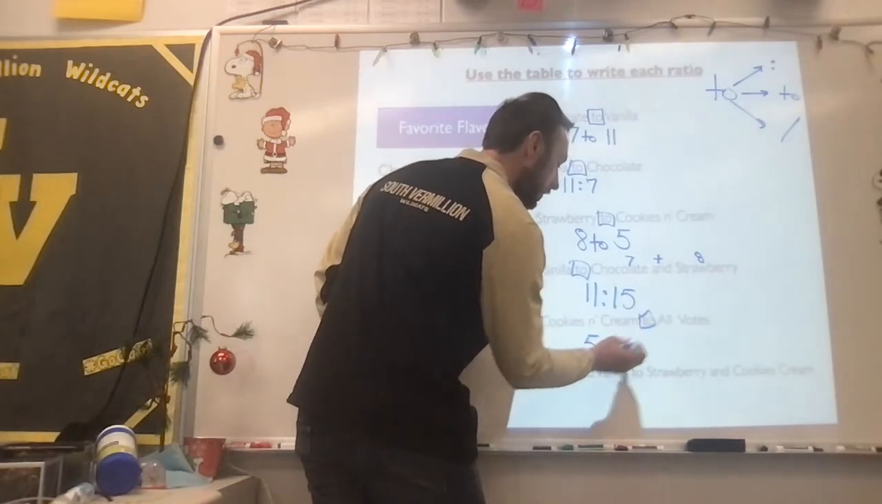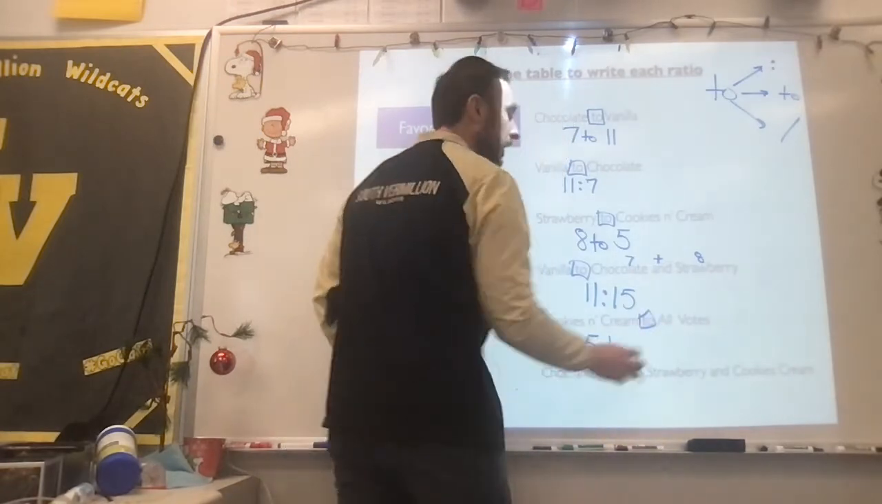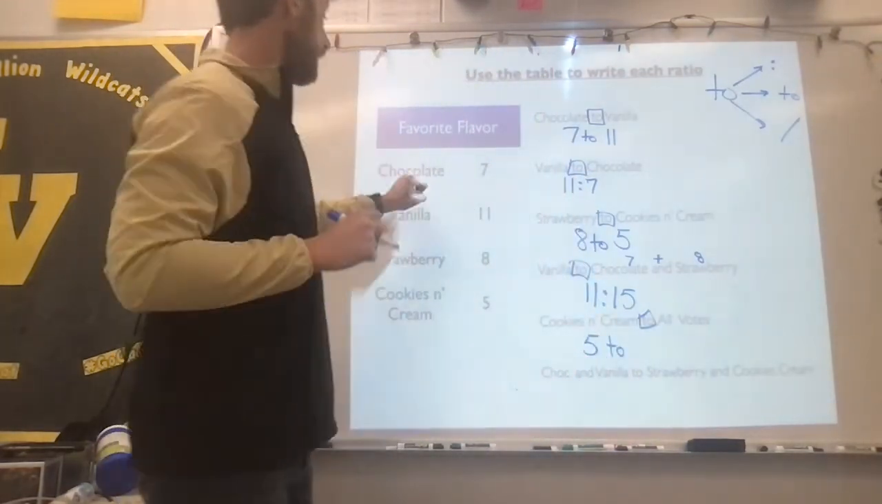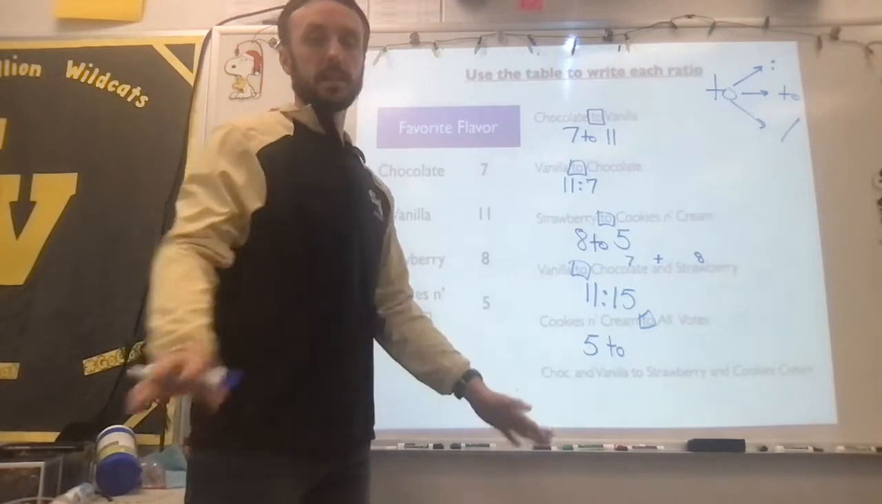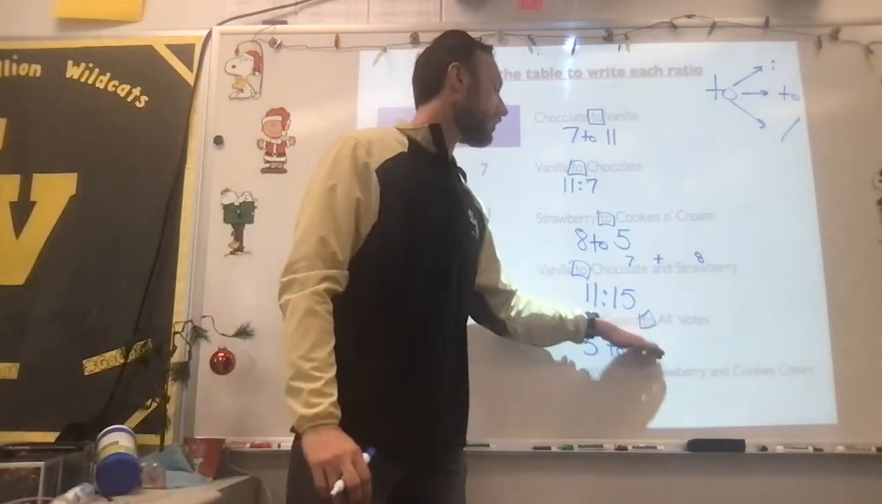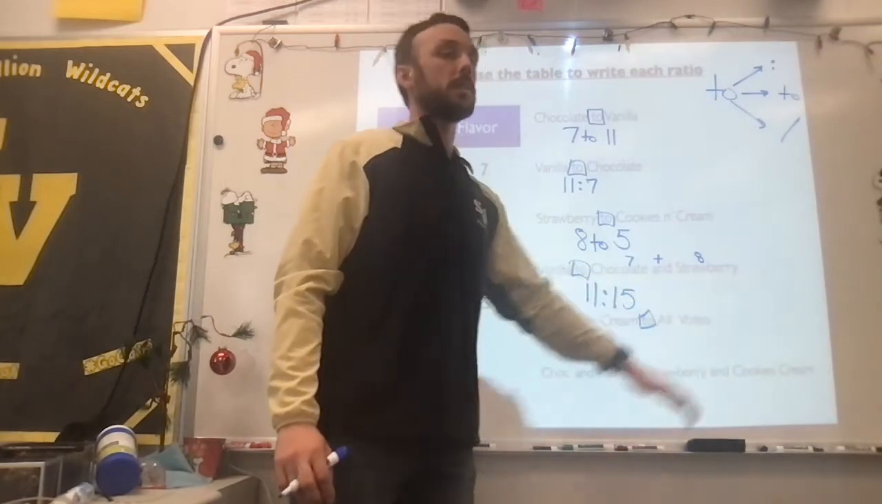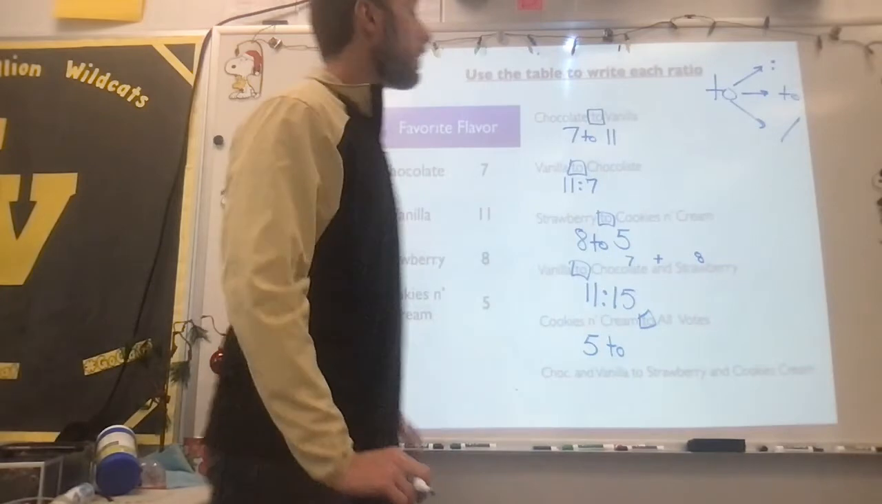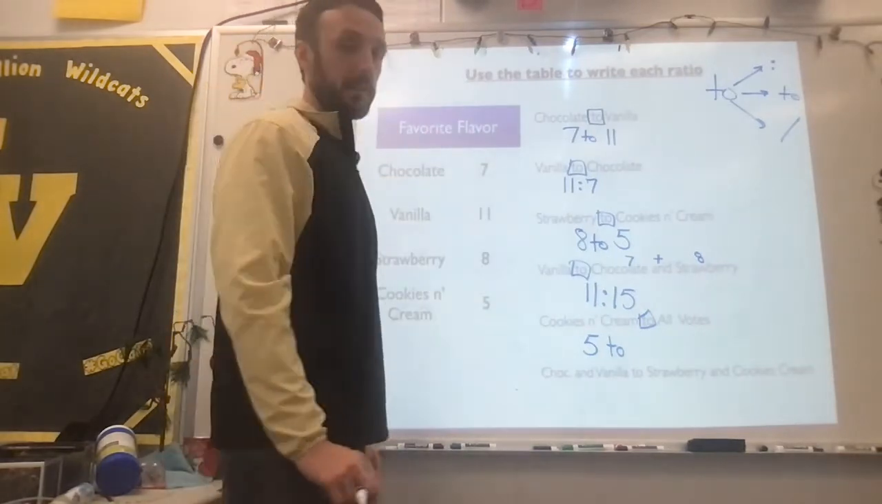There's my word "to." So I'll write the word "to." And this is all votes. A common mistake kids make is they add up chocolate, vanilla, and strawberry and call it quits. No, that's not correct. If it said cookies and cream to all other votes, you would add these three together. It says all votes, so we want to add all four of them together.